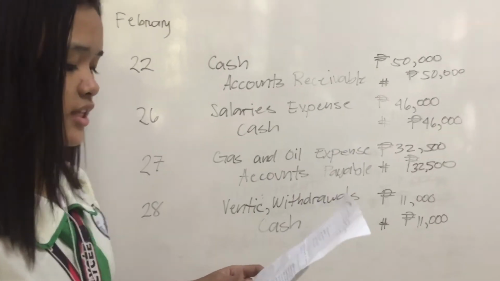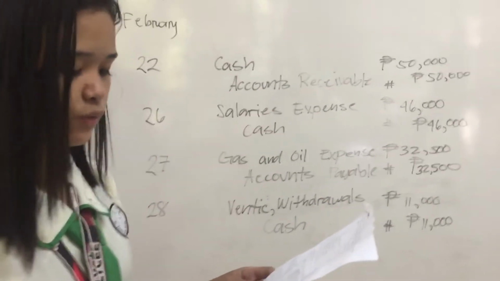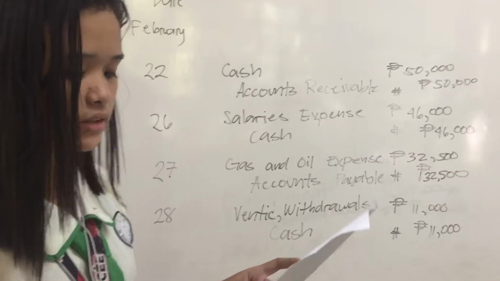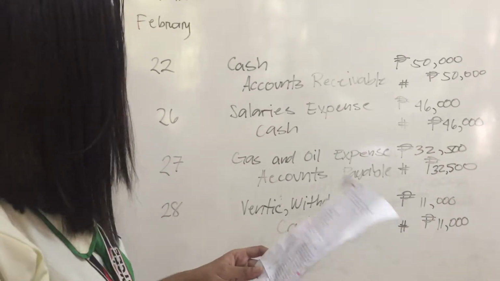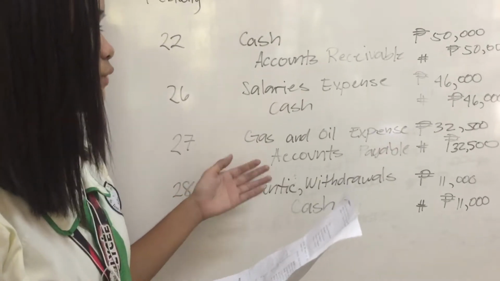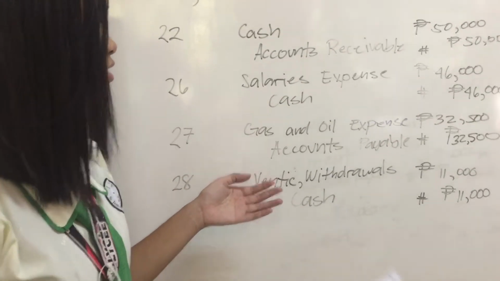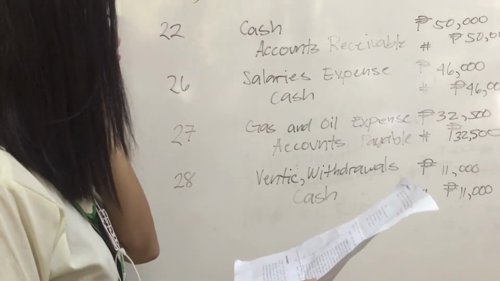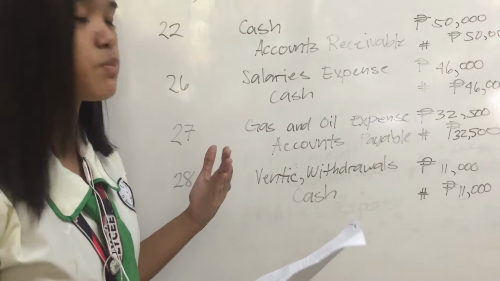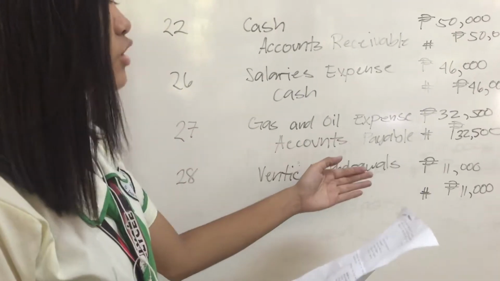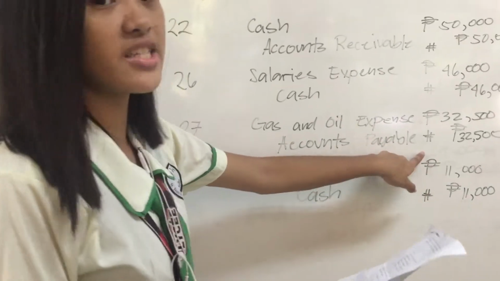On February 27, receive statement of account for gas and oil used by the service vehicles during the month of 32,500. So, your debit is gas and oil expense of 32,500 pesos. And since naka-receive ka og statement of account, so ni-increase ang imong accounts payable, mo ni siya imong credit, accounts payable of 32,500, and then end your transaction.